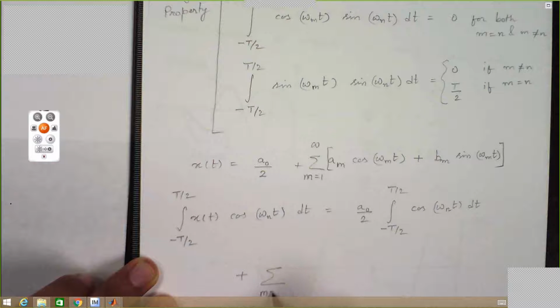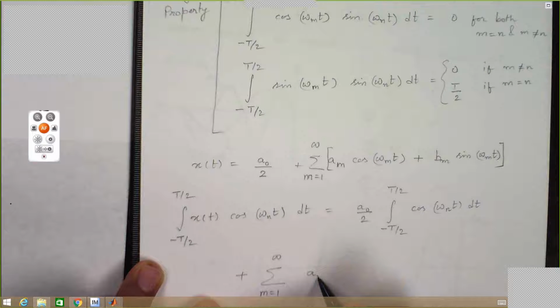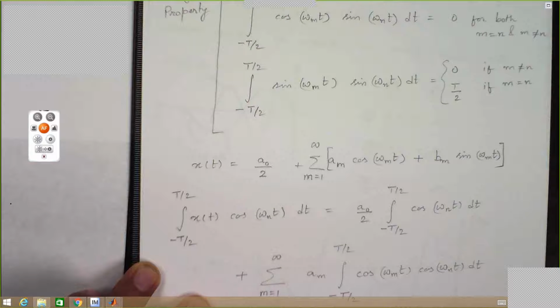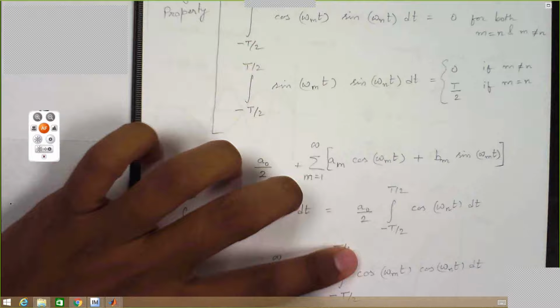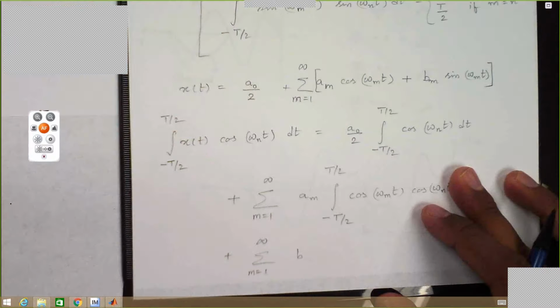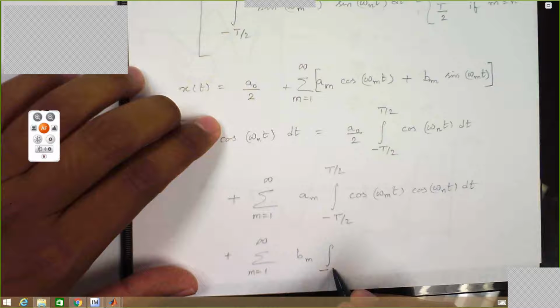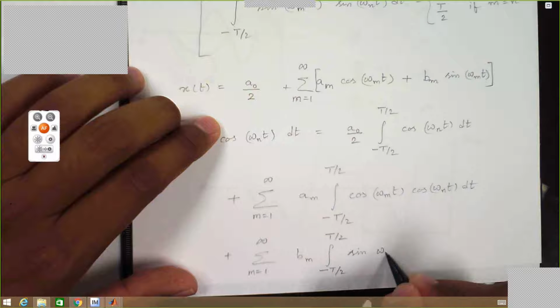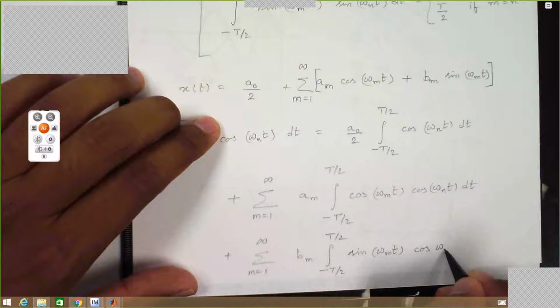summation m equal to 1 to infinity, am integral minus T by 2 to T by 2 cosine of omega mt cosine of omega nt times dt, plus summation m equals 1 to infinity bm sine of omega mt into cosine of omega nt dt.